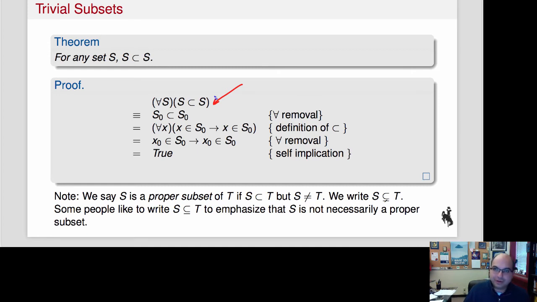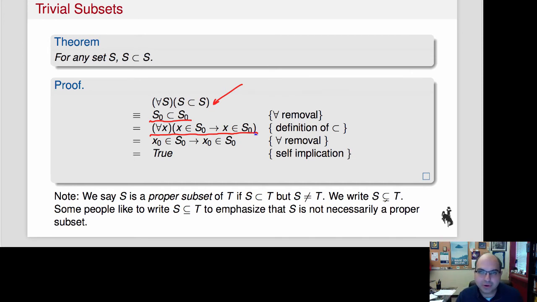We have quantifiers. They're already at the front. There's only one of them, no need to rename. So let's just remove it. S naught is a subset of S naught. Okay, what do I do now? Oh, I'm stuck. Open up the definitions. So our definition says that for all x, x belongs to S naught implies that x belongs to S naught.